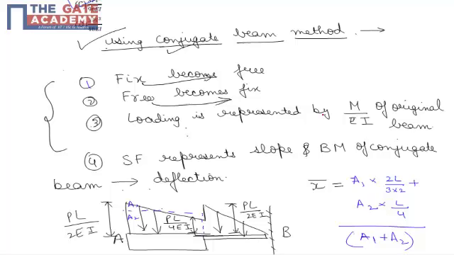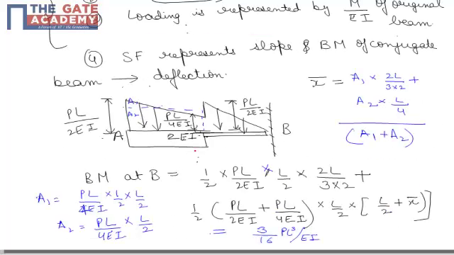M will remain the same, P into X, for the original beam, but just to the right of this point it will be PL by 2 EI, while just to the left of it, since EI is getting doubled, that is, it is becoming 2 EI, the value will become PL by 4 EI, and at the end it will again be PL by 2 EI. Now the fourth point says that shear force represents slope and bending moment of the conjugate beam represents deflection if loading is represented by M by EI of the original beam. So we have done step 3.